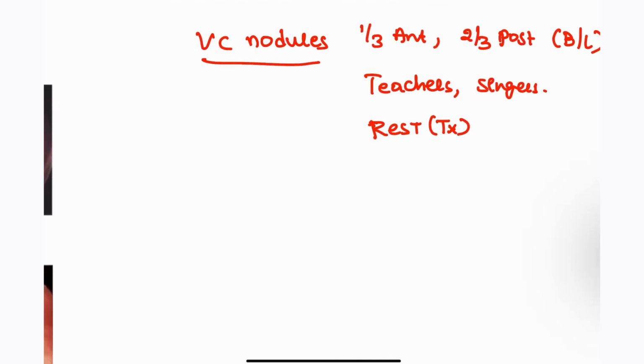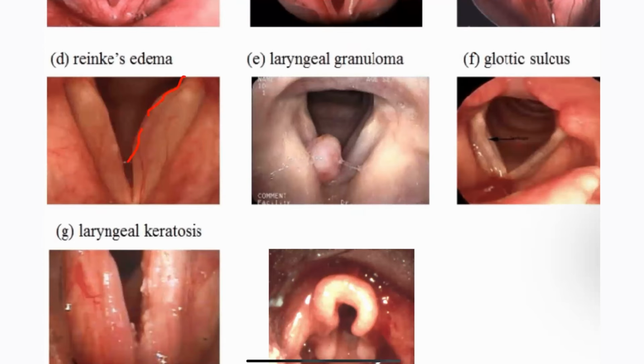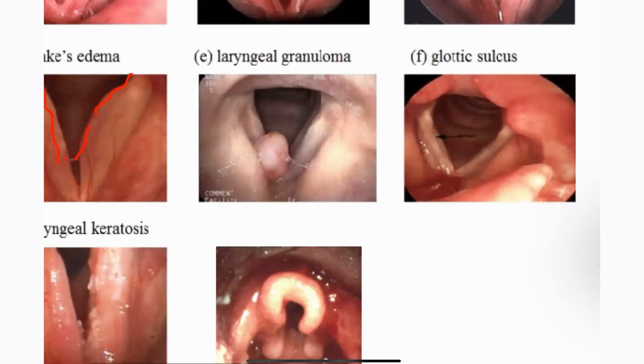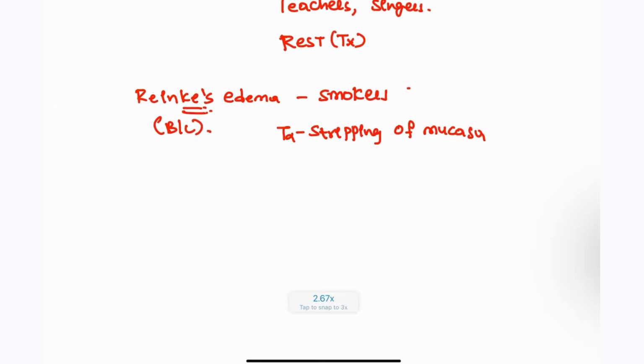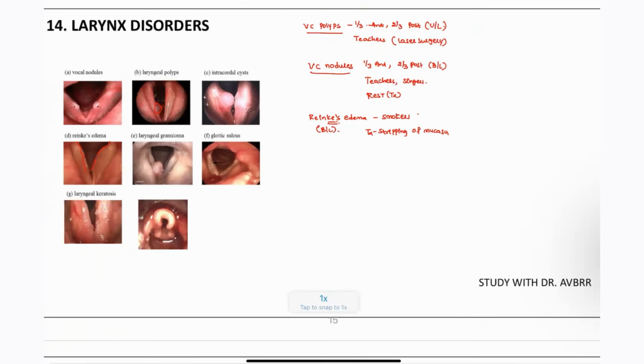Okay. Next, Reinke's edema. This is seen in smokers. Here you can see the Reinke's edema. It is in the subepithelial space, the space between the vocal cords. In that space, known as the Reinke space, there will be edema. For this patient, what do we have to do? The treatment will be stripping of the mucosa. This Reinke's edema is seen bilaterally. The common symptom for this patient is dysphonia only.